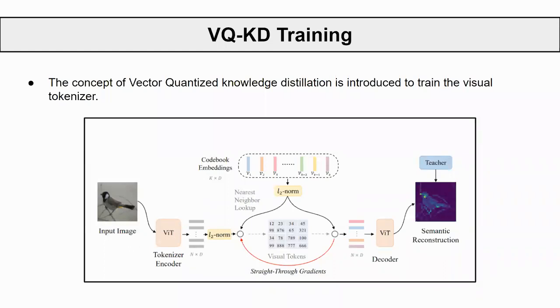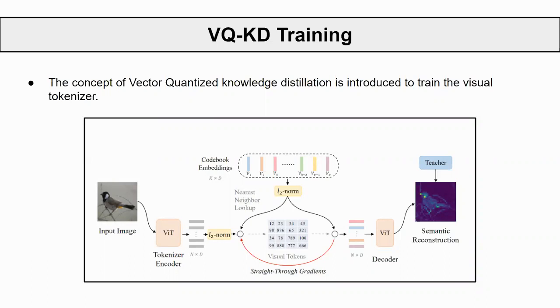The concept of vector quantized knowledge distillation is introduced to train the visual tokenizer. The tokenizer here consists of a BEIT transformer encoder and a quantizer. The work of the quantizer is to encode the input images into vectors, and these vectors are now looked up in the nearest neighbor in the codebook, which generates a sequence of visual tokens, also known as discrete tokens. And this process is done for each patch representative.